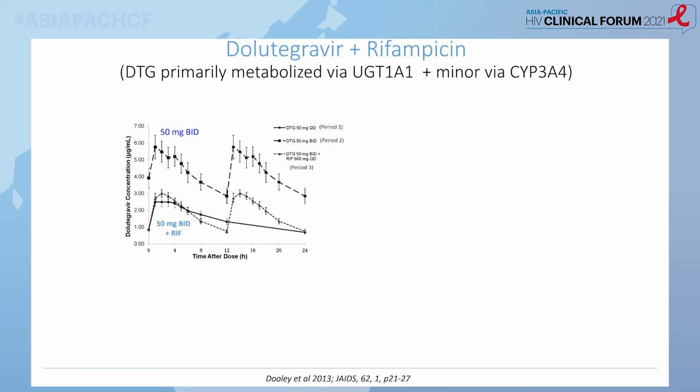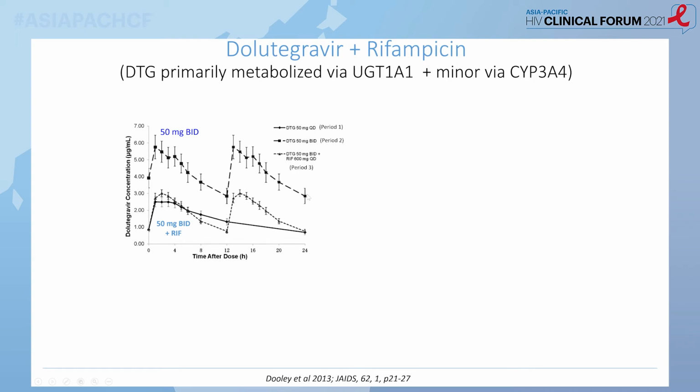What about dolutegravir with rifampicin? If we're looking at how it's metabolized, dolutegravir is metabolized by UGT and a minor pathway, CYP3A4. And we know that rifampicin can affect these pathways. So what this study is showing here on the top left, where normally dolutegravir is given 50 milligrams once a day, is this line here. But in certain situations, if there are concerns about drug resistance, you can give 50 milligrams twice a day. And this is what happens when you give 50 milligrams twice a day.